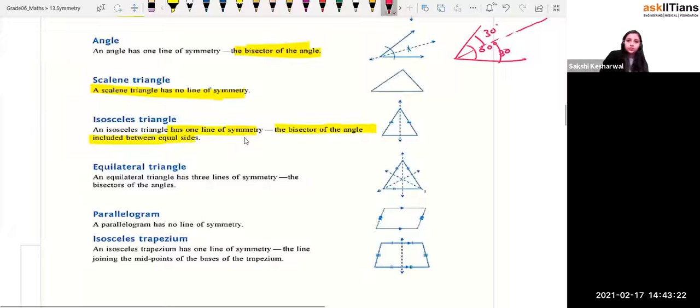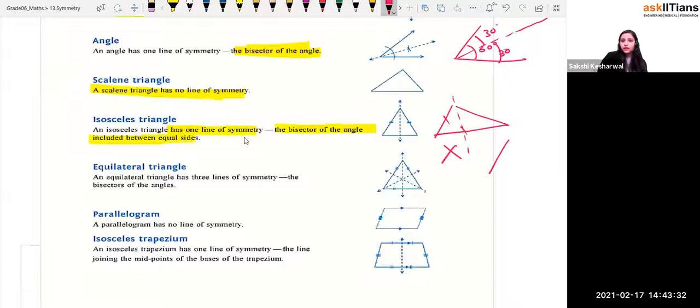So let us suppose you have an isosceles triangle like this, right? So this and this sides are equal. The line of symmetry cannot be drawn like this, no. But it has to be what, beta? If this and this side are equal, then we say that this is the line of symmetry and this is going to be 90 degrees. So this one is the line of symmetry, right?